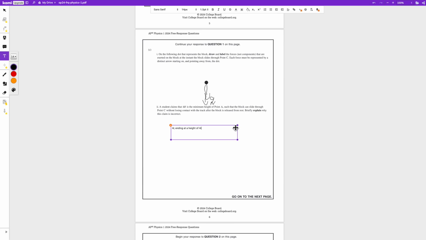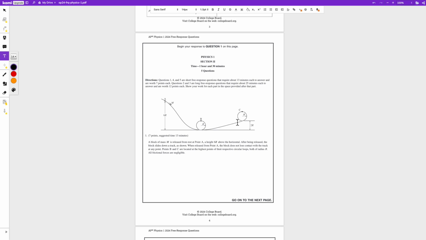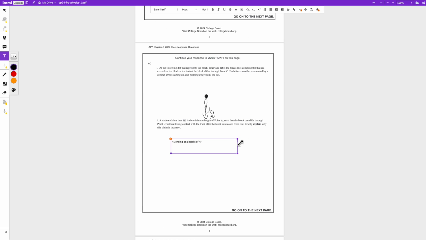And as per the conservation of energy, there's not going to be any kinetic energy at this point. This must mean that the block isn't going to be moving as soon as it gets to point C. So if it's not moving when it's at point C, how is it going to stay in contact and slide through the rest of the loop? It can't, because as soon as it gets here, since it's not going to move, it's just going to fall straight down. So that's why the student's claim is incorrect.